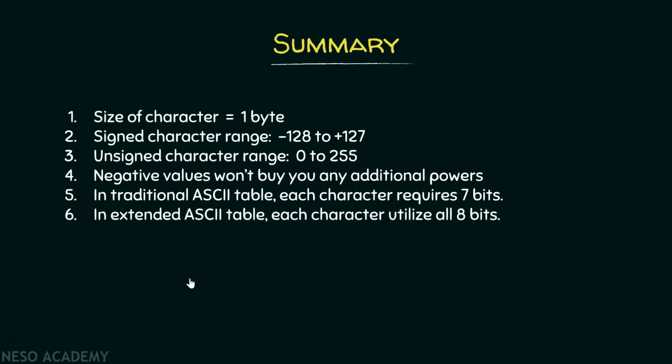Let's have a summary of whatever we had studied up till now. Size of character is equal to 1 byte. Signed character range is from minus 128 to plus 127. Unsigned character range is from 0 to 255. Negative values won't buy you any additional powers. In traditional ASCII table, each character requires 7 bits. In extended ASCII table, each character utilizes all 8 bits.